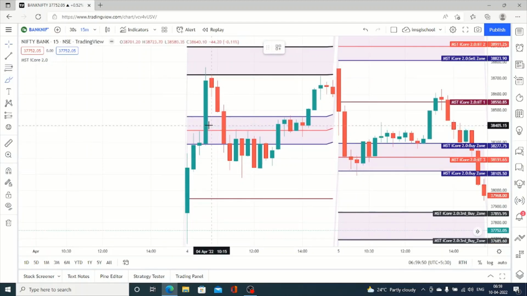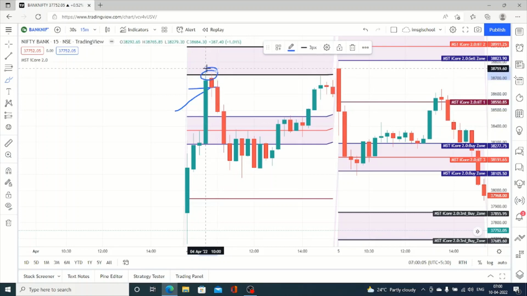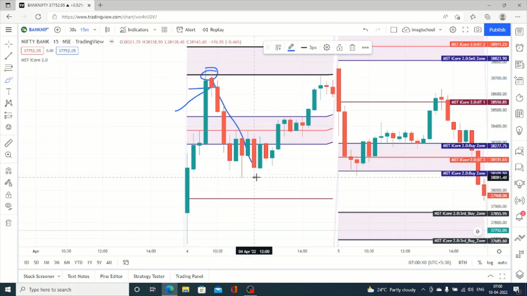Again, you see here, the market has reached here and it has broken our sell zone. The market has closed above, and we got the second buy entry target here, and from the third sell zone we got the entry, and from there the market has fallen drastically. So how many points have we got? From 38,765 to 38,078. So almost 700 points of profit as per our sell zone.